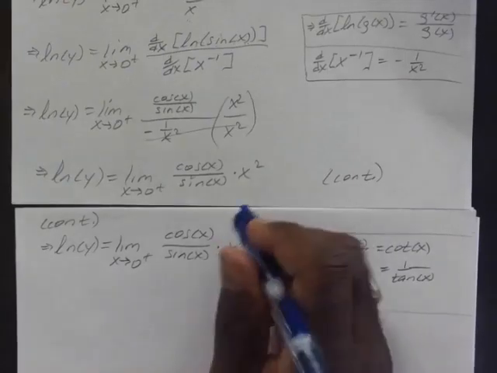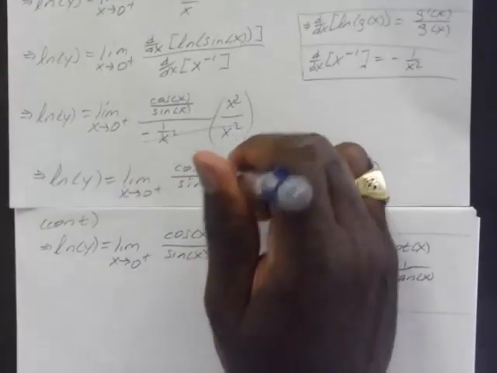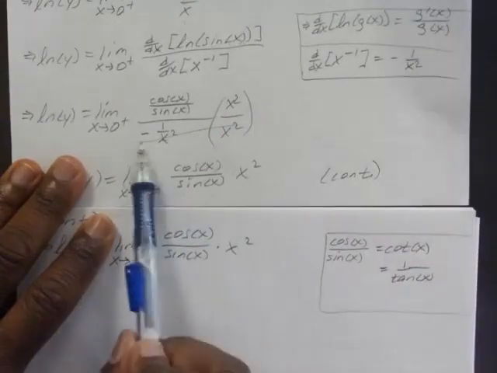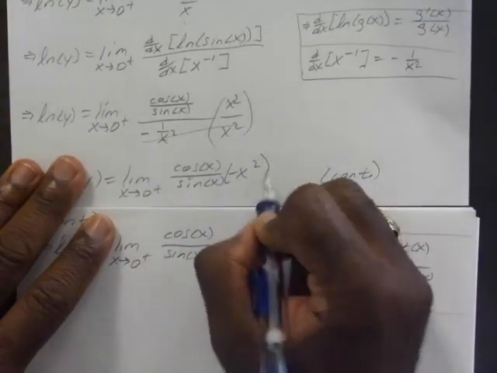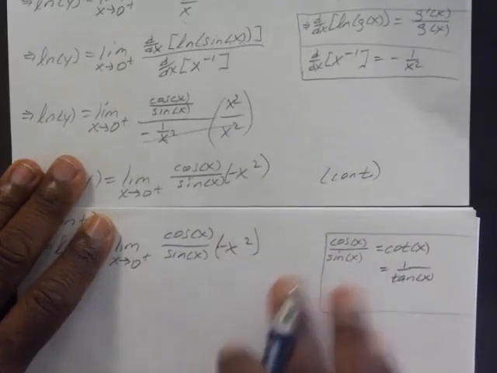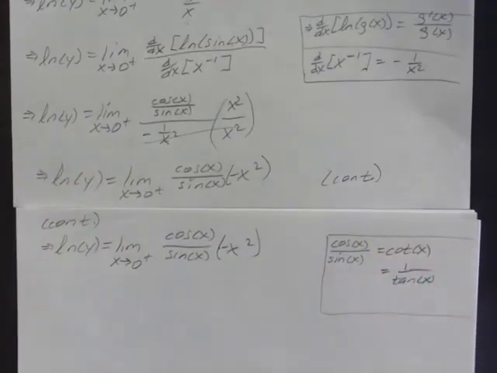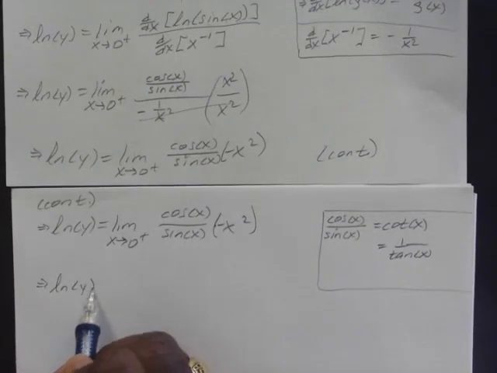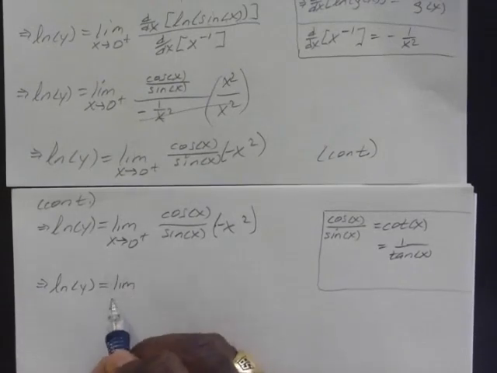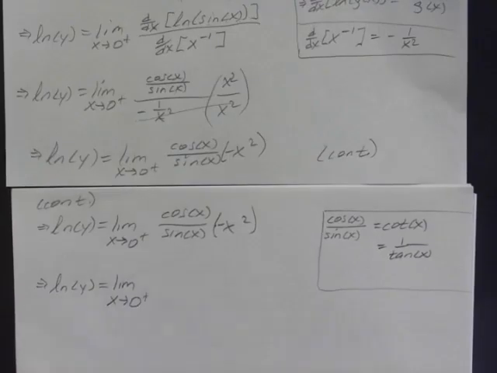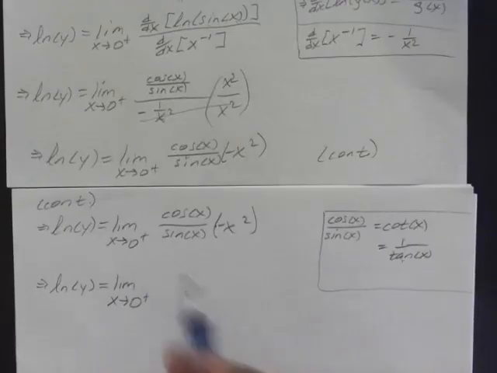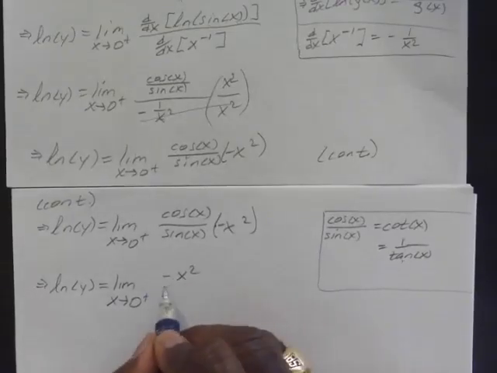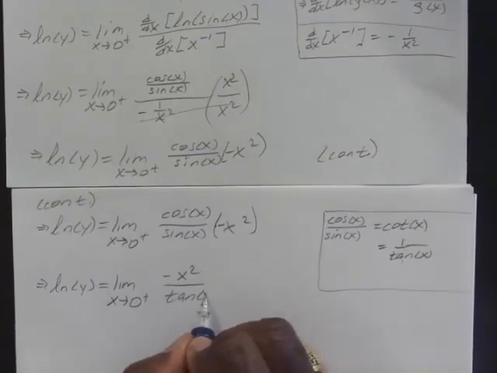So I got my negative. Almost forgot that negative down there. I knew something didn't look right. There we go. So it should be negative x squared. Or the negative, we can bring it out to the front, doesn't matter. So we have the natural log of y is equal to the limit as x approaches 0 from the right of negative x squared times 1 over tangent of x. So we can make that negative x squared divided by tangent of x.